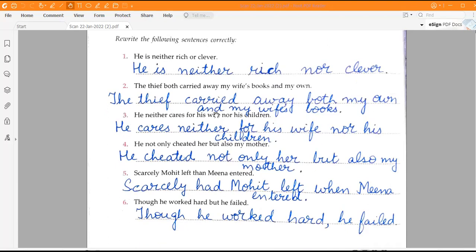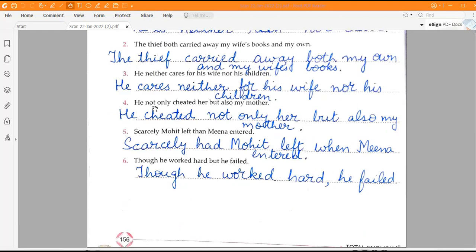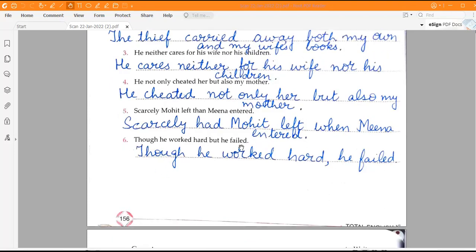Third one, he neither cares for his wife nor his children. He cares neither for his wife nor his children. Full stop. Fourth one, he not only cheated her, but also my mother. He cheated not only her, but also my mother. Fifth one, scarcely Mohit left, then Meena entered. Scarcely had Mohit left when Meena entered. Though he worked hard, but he failed. We don't use but with though. Though he worked hard, comma, he failed.